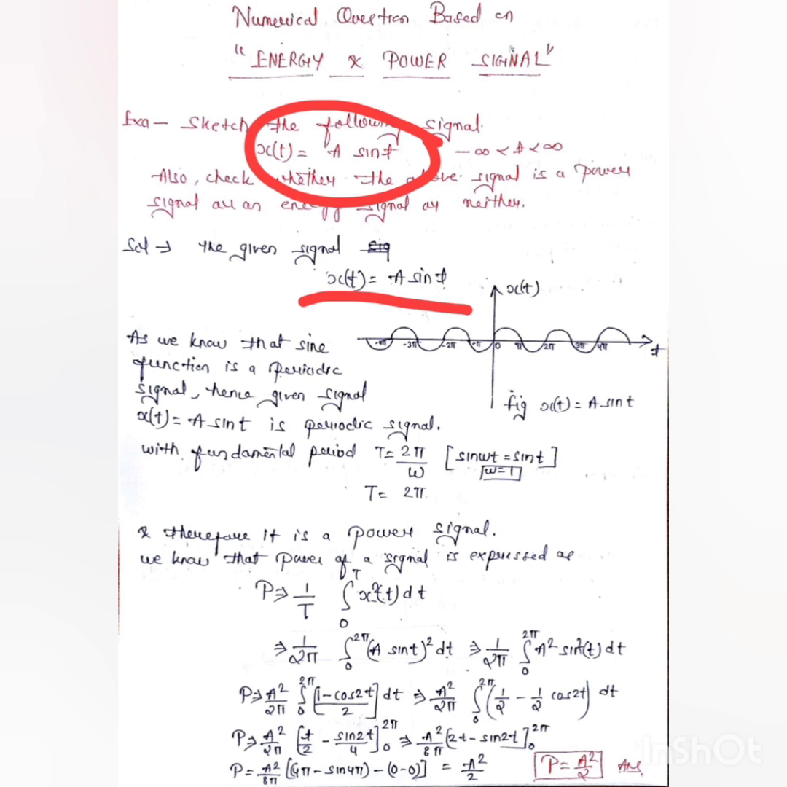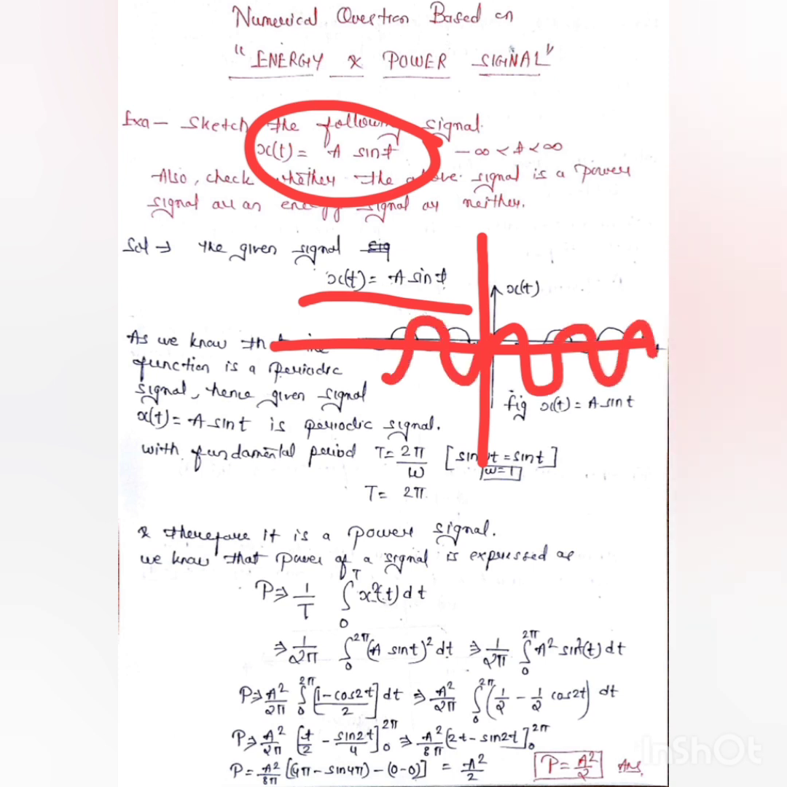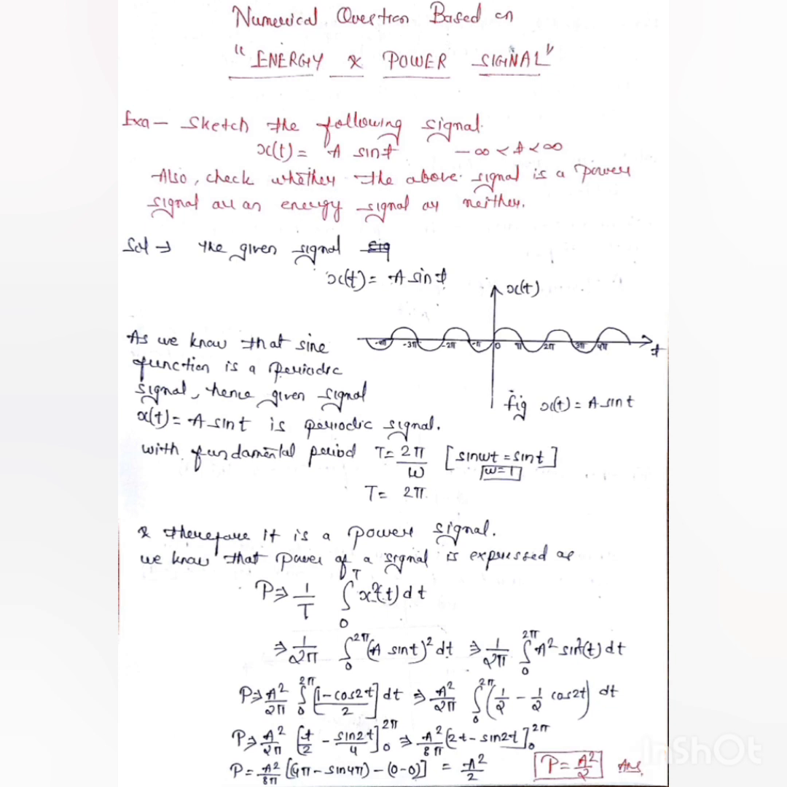From the signal itself, it is a sine function. A sine function is a periodic signal, and hence the given signal is also a periodic signal. So here we have the diagram for the sine function. It periodically repeats in both directions with the fundamental period, as a periodic signal must have a fundamental period according to which it follows with time.